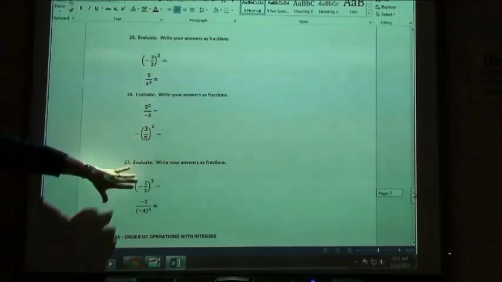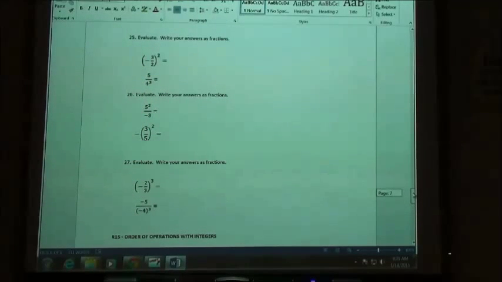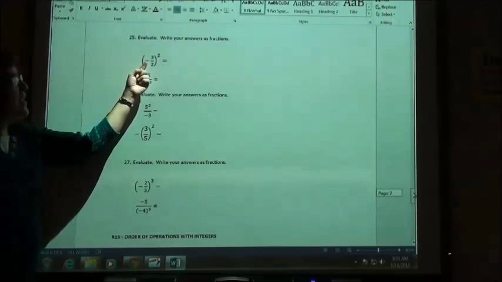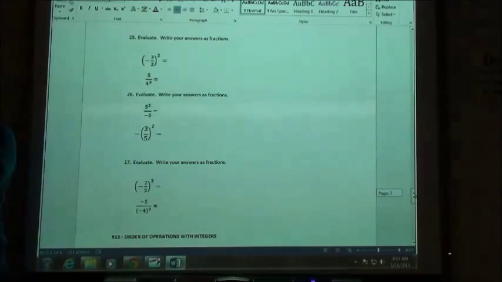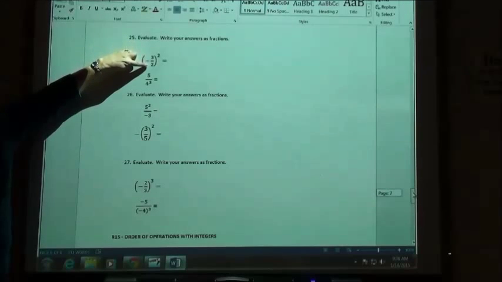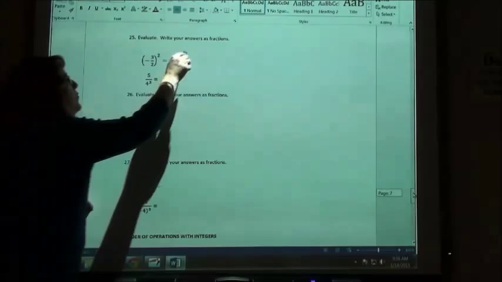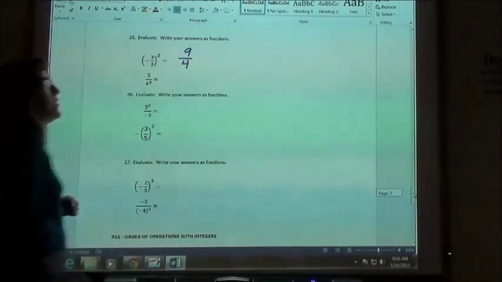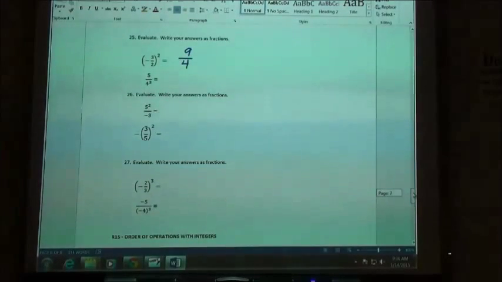Now they're going to have you evaluate ones with fractions. Same rules kind of apply with your negative signs. In this case, the negative's on the inside of the parentheses. It's going to count twice, so my answer is going to be positive. And then I'm going to square this. So basically, I'm just squaring the 3 and squaring the 2. 3 squared is 9. 2 squared is 4. Or if you took 3 halves times 3 halves, you get 9 fourths.